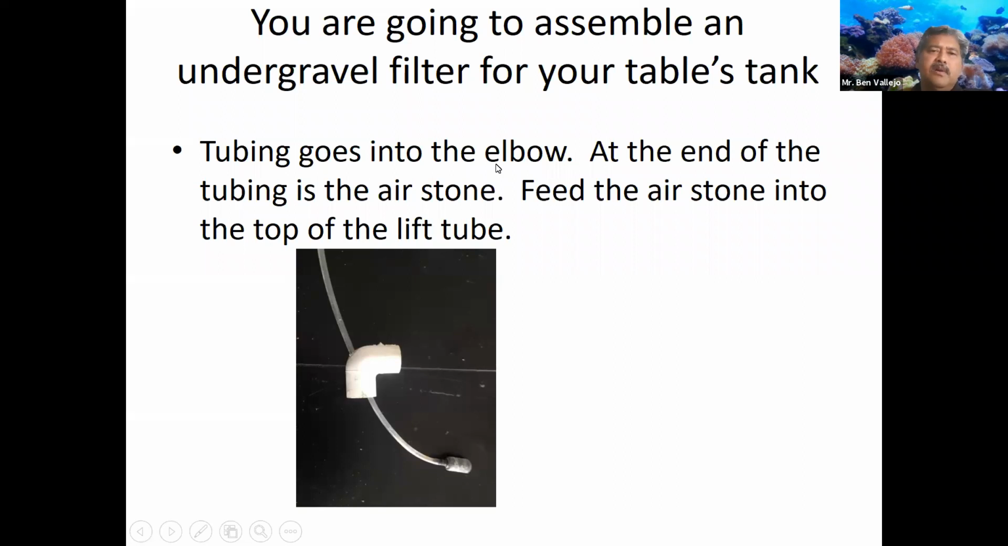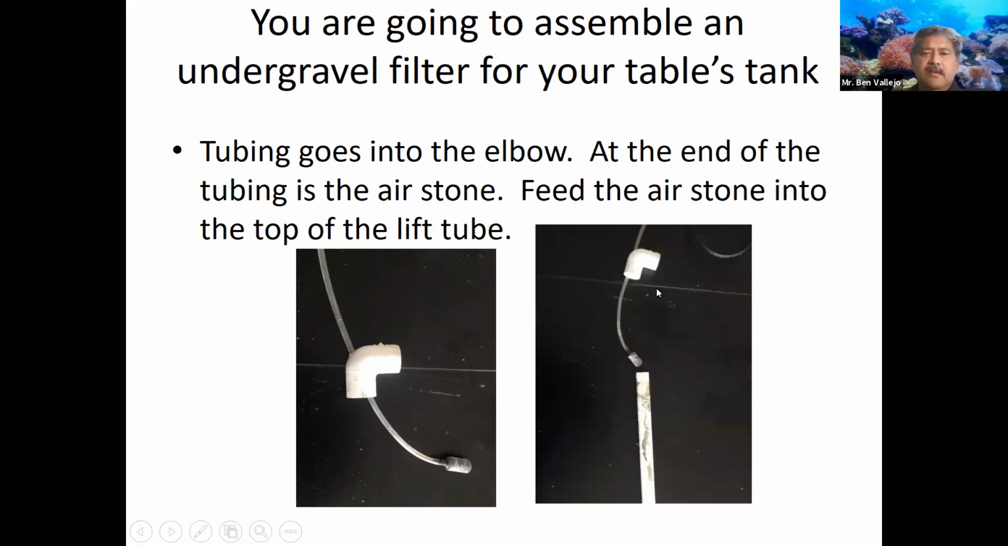So I wrote tubing goes into the elbow right here. At the end of the tubing is the air stone. You put that in the lift tube also. And then it says feed the air stone into the top of that lift tube, like this. So now I'm going to put this whole thing all the way down to the bottom of this tube and then clip this on to the edge.